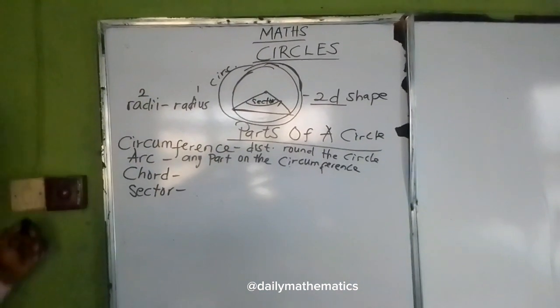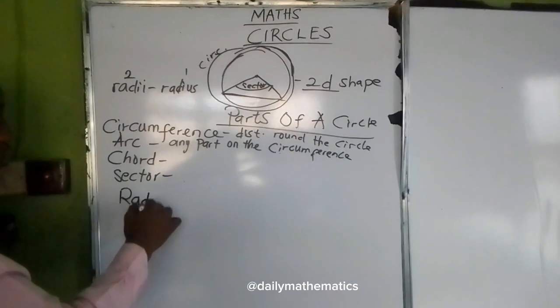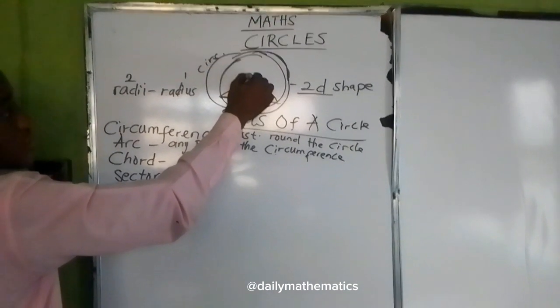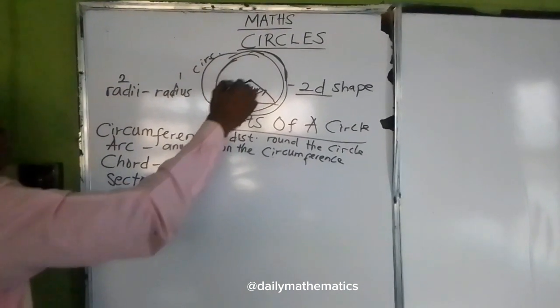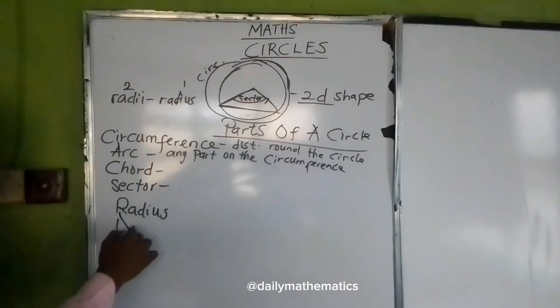The next one we're going to be looking at actually should have been the radius. As we're talking about, a radius is a line drawn from the center of the circle to the circumference. That is the radius.